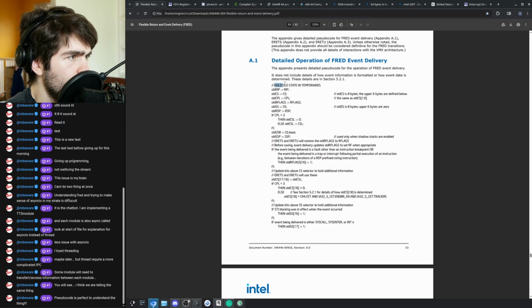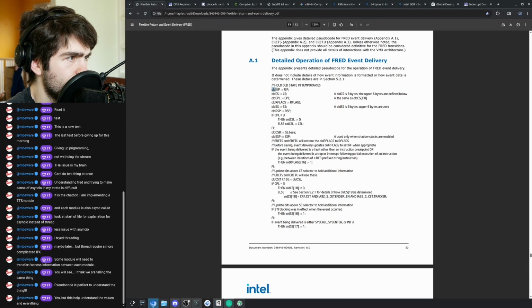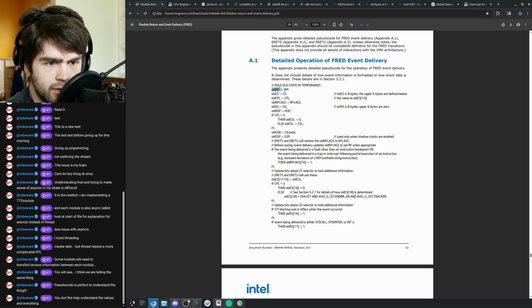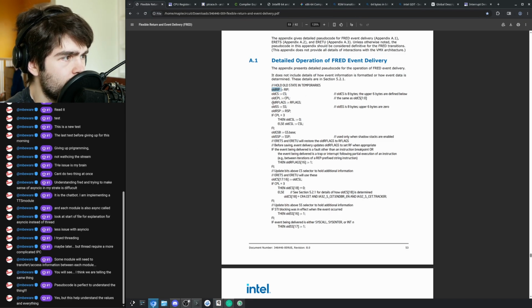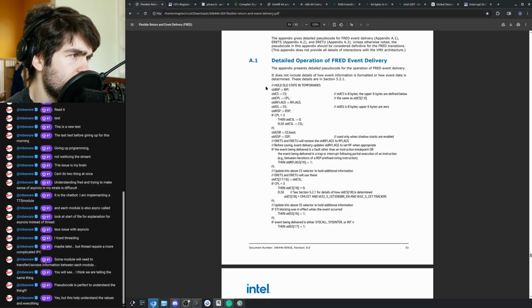Okay. Old state in temporaries. So yes, but this helps understand the values and everything. Yeah, that's perfect, right? I don't want to see what happens in software. I want to see what happens in hardware. That's the important part for us right now. Okay, so we copy essentially all of the old information.